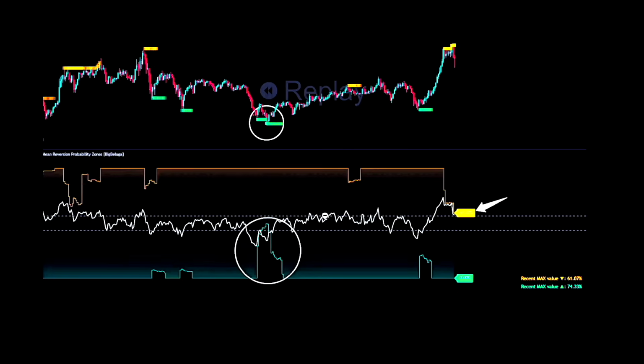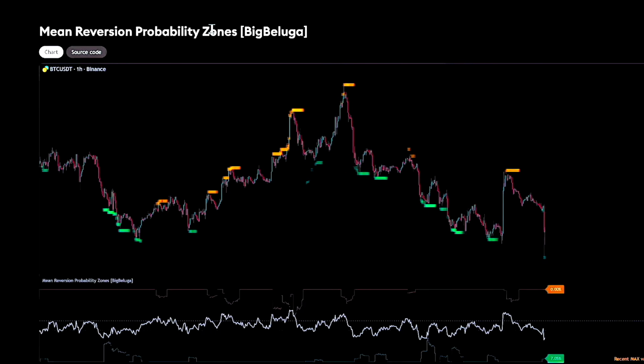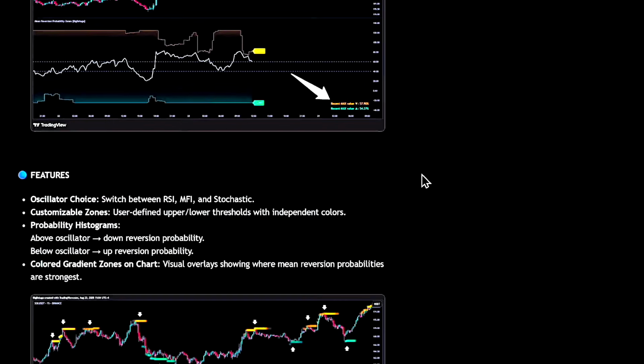That move back toward normal is called mean reversion. Today we're going to use a tool that turns that concept into something visual and actionable. Mean Reversion Probability Zones by Big Beluga. It doesn't guess, it measures when price is statistically stretched and shows you where a snapback is likely to happen.